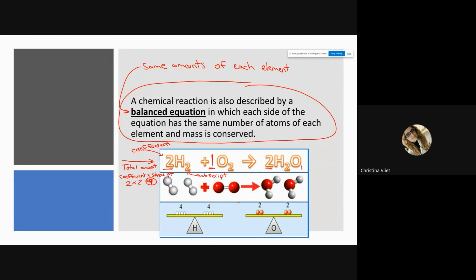And so if you have the same amount of all your elements on both sides of the chemical reaction, it means this reaction is balanced. Meaning it requires me to have 2 hydrogen molecules plus 1 oxygen molecule to make 2 waters.